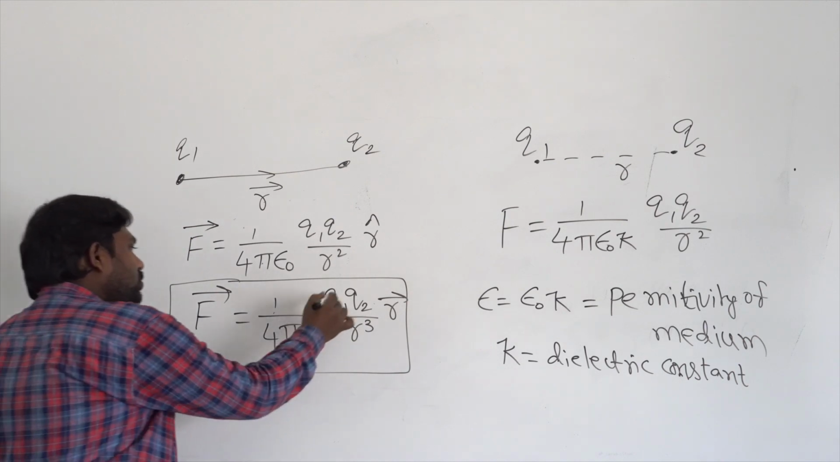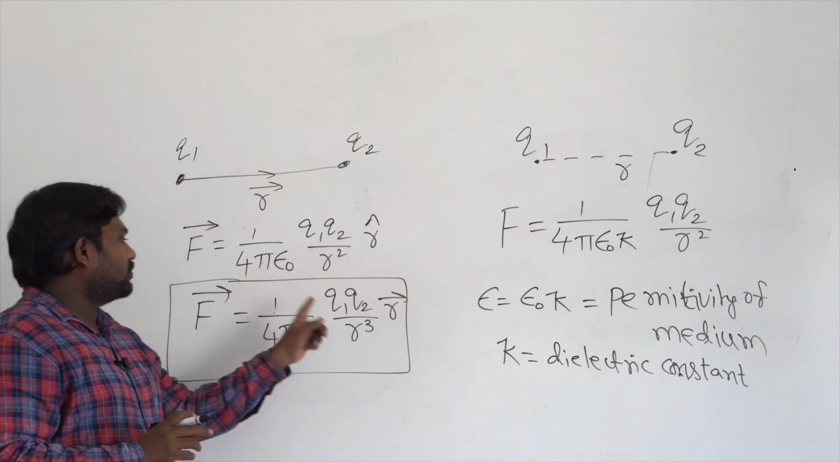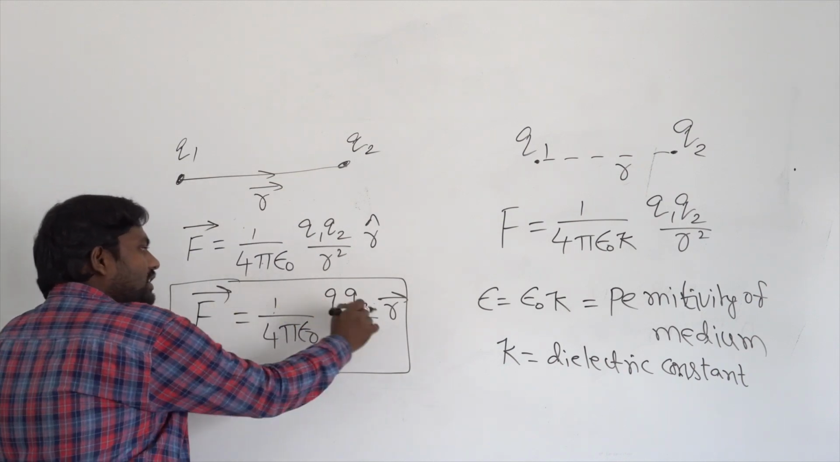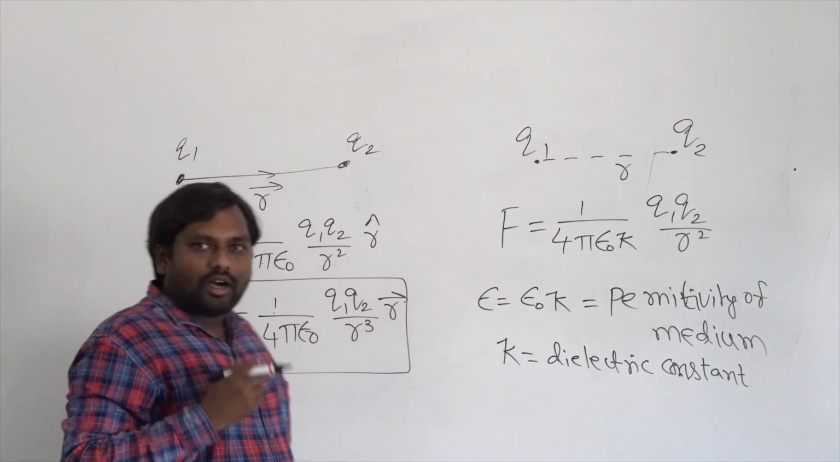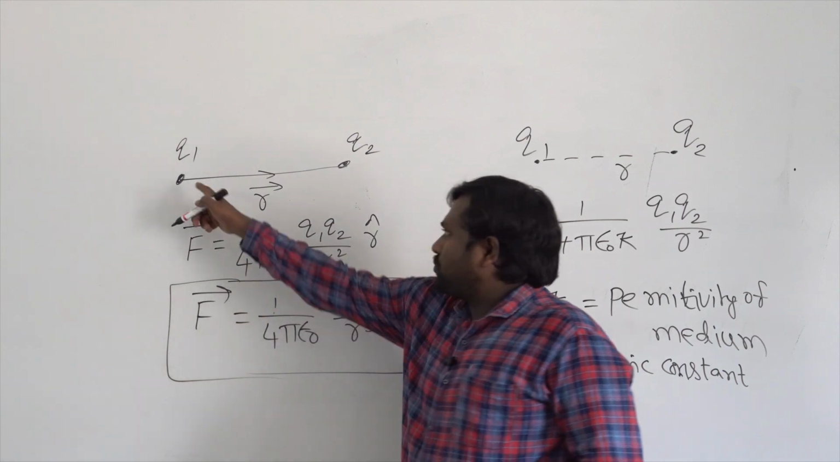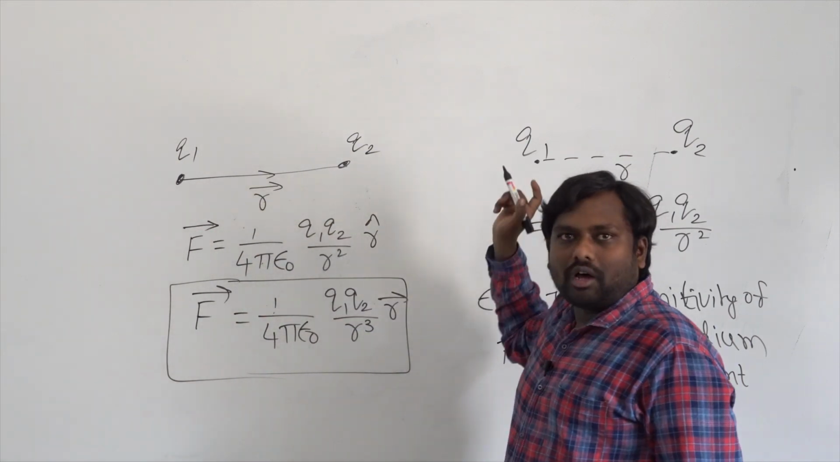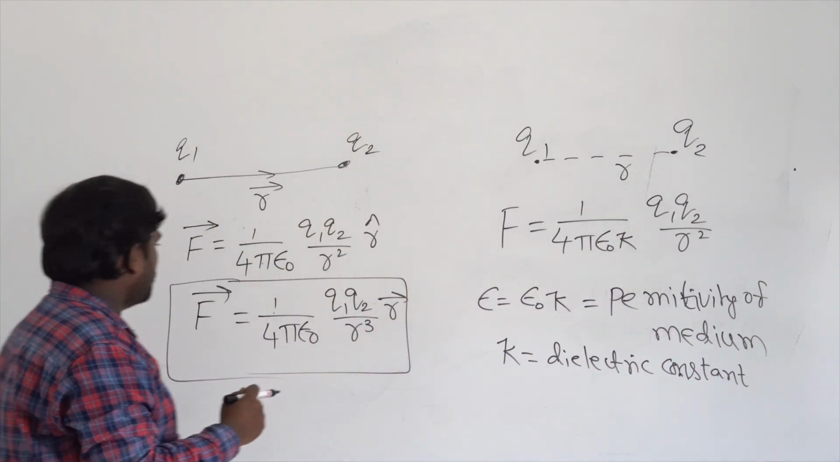If these two are negative, let us say both are negative charges, so minus into minus is positive. So the force is along the direction of r bar again. That means if both the particles are of negative charge, then this particle exerts force on this particle along the direction of r bar. So again the force is repulsion, a repulsive force.